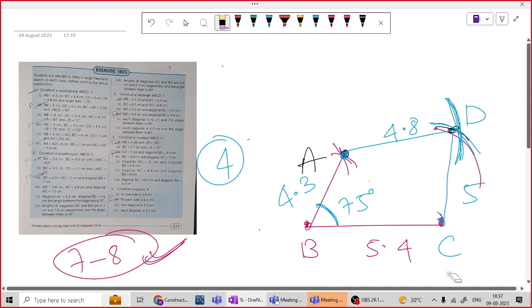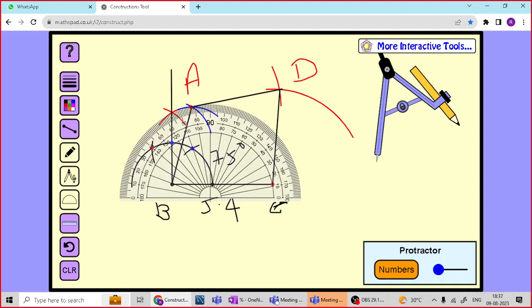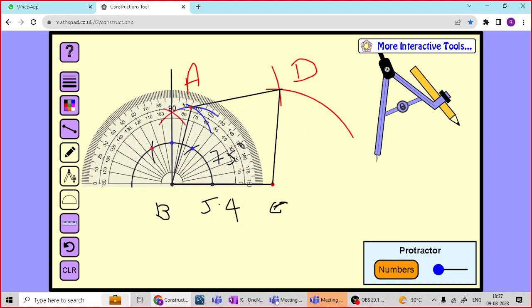Sir, how to check whether the diagram is correct, sir? You use a protractor, Mariana. Keep your protractor here. Check whether you got 75 degrees. Yes, sir. What is this? Protractor or compass? Compass, sir. Protractor. Yeah, 180 degrees, protractor. Compasses are what we use to draw arcs. Keep your protractor and check, students. Are you getting 75 degrees? Yes, sir. Okay, 75 degrees.